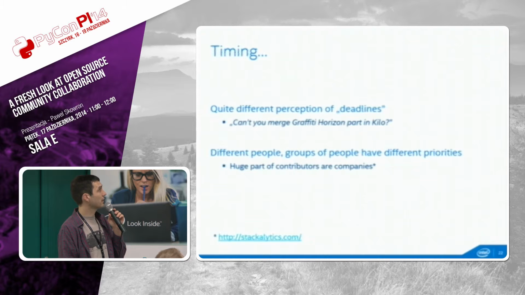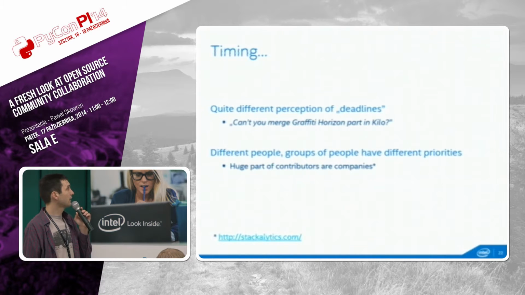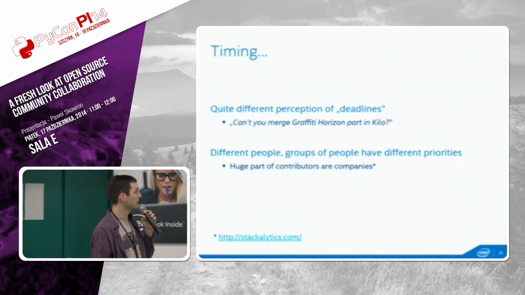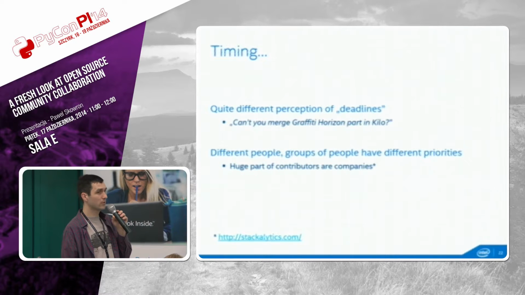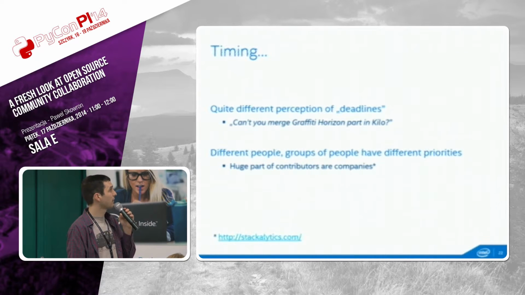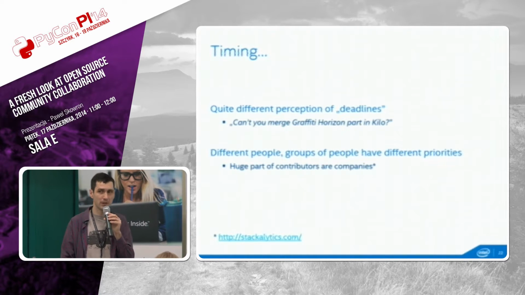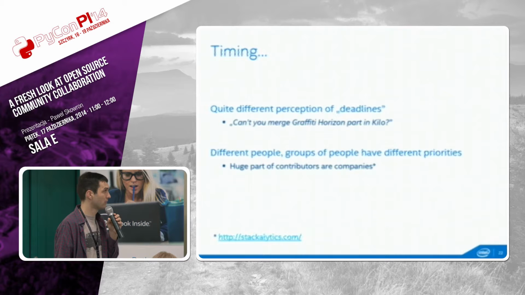Okay, and another comment around open source and companies is that if you go to the Stackalytics page, there are many people from companies. So most of the contribution is done by companies. And what does it mean if you want to push your change into the project? It means that there are different people from different companies, and companies have different priorities. So it's sometimes hard to get it through because there are different priorities across companies.